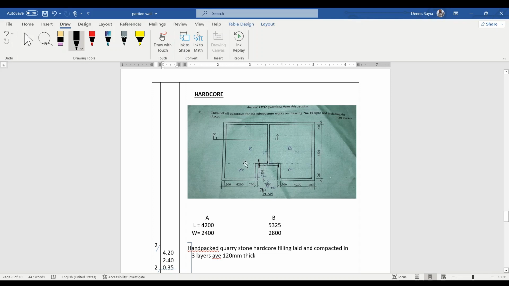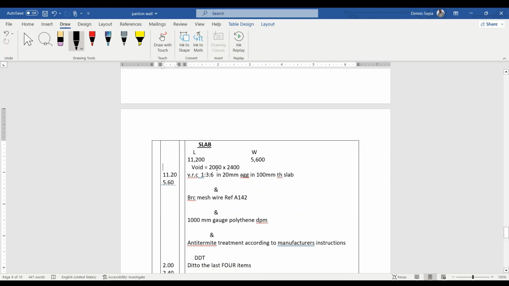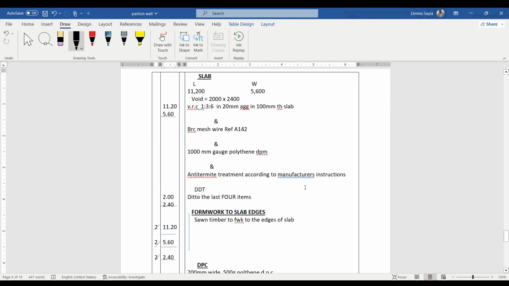But we've now taken the entire area, but remember this part here is a void, so we are going to take the entire area and then we subtract the void. So we have 11200 by 5600 and then the void is 200 by 2400. So we say BRC1 is to 3 is to 6 in 20 millimeters in 100 millimeters thick slab, and then upper sand BRC mesh reference A142, upper sand 1000 gauge polythene DPM, and then upper sand and termite treatment according to manufacturer's instruction. And then we are going to deduct the last four items, that void, that is 2.00 by 2.40.